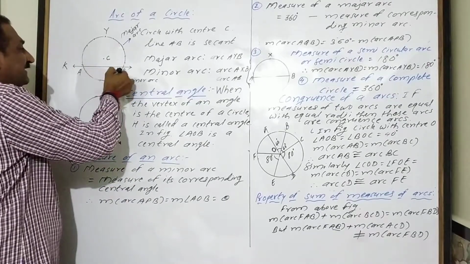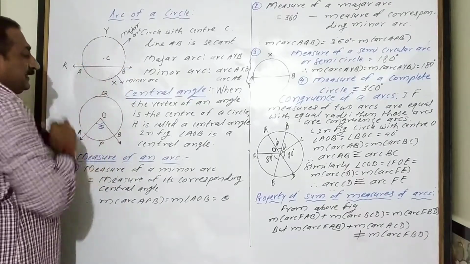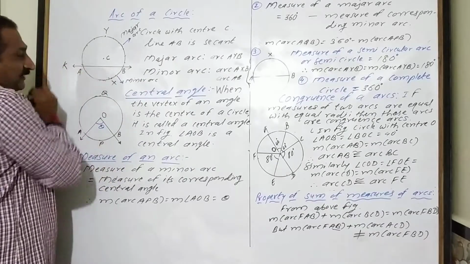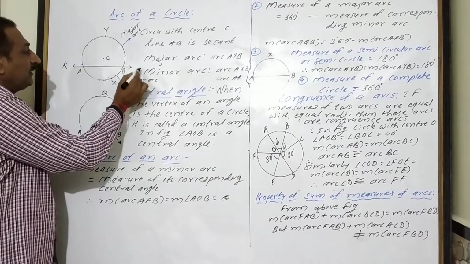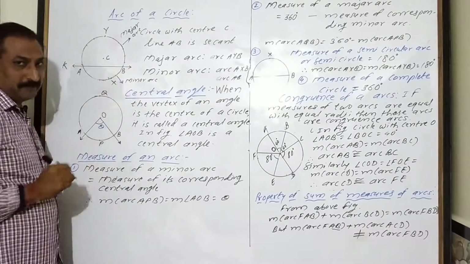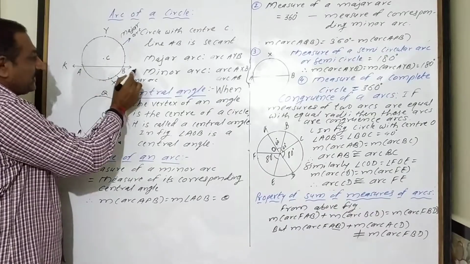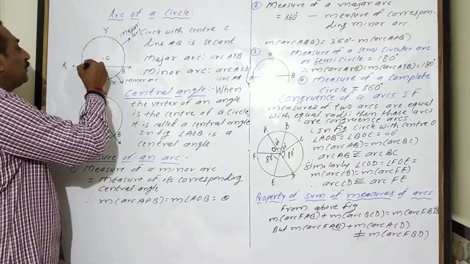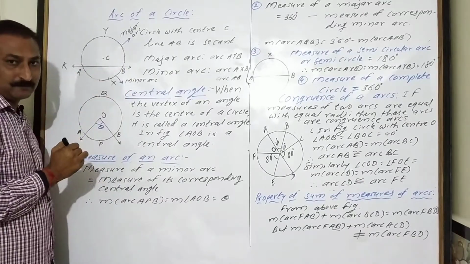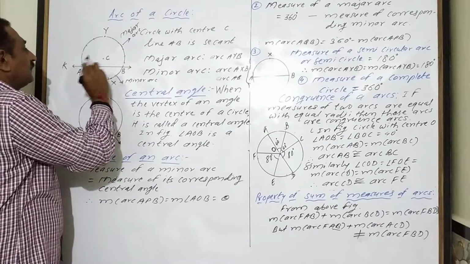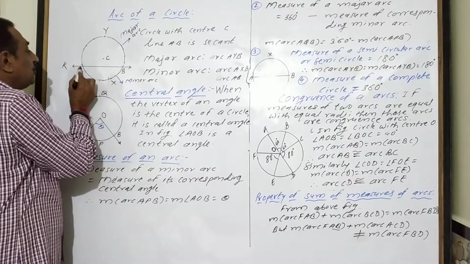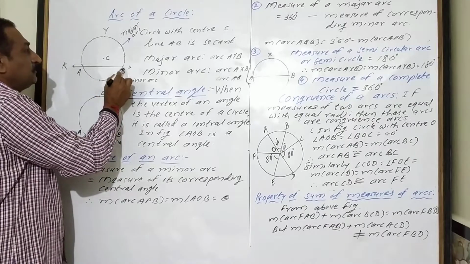First, I draw the circle with center C. Line K is a secant. This line K intersects the circle at points A and B. By this secant, the circle is divided into two parts. This upper part is called arc AYB and this lower part is called arc AXB.